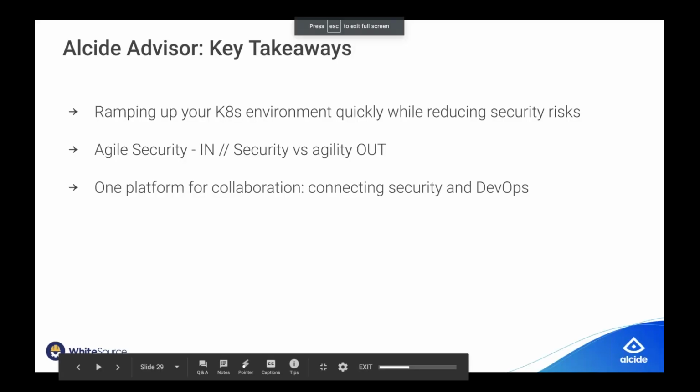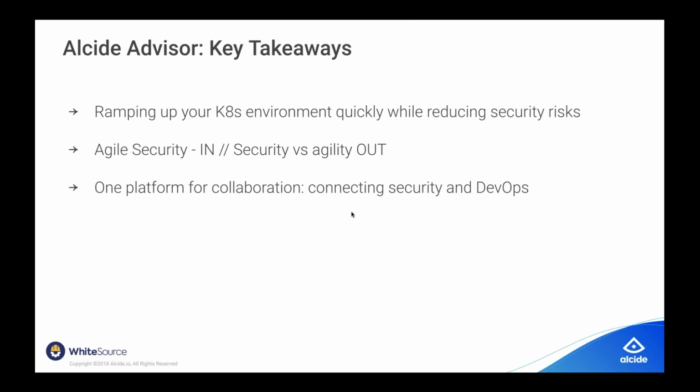So to summarize what we talked about and the key takeaway of the Alcide Advisor: it helps you ramp up your Kubernetes environment quickly, taking into consideration reducing security risk, but also reducing friction between DevOps, Dev, and security teams. Essentially, the result is agile security, so no more compromising speed and agility with security. You can trim in security and stay agile. And it provides one platform for collaboration between Dev, DevOps, and security.